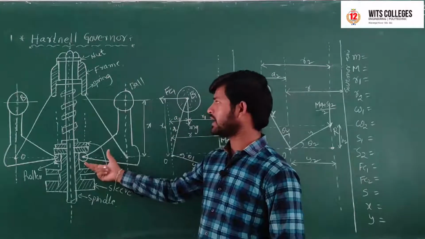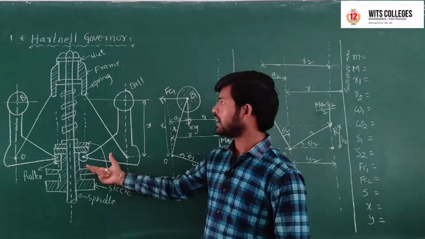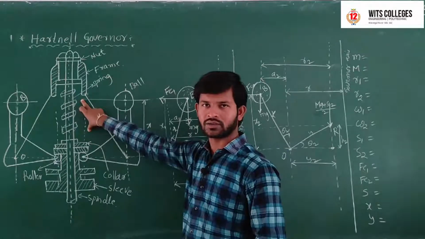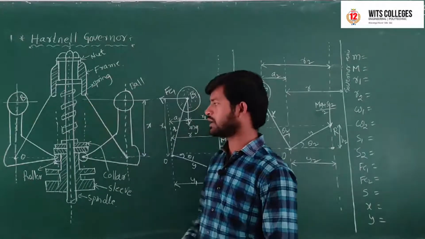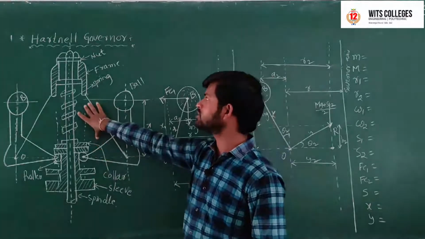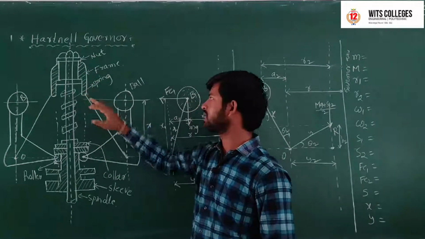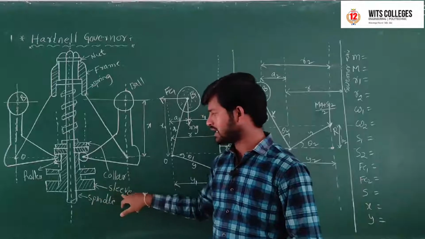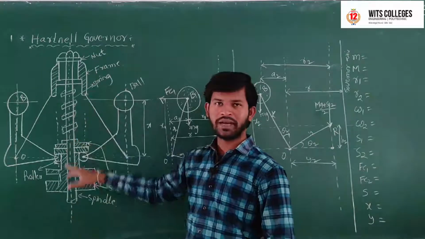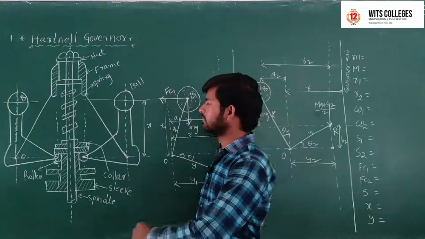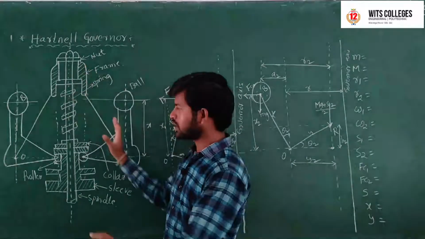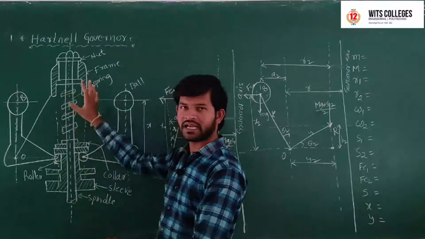This is the diagram of the Hartnell governor. It is a spring loaded governor. It is the combination of nut, frame, springs and balls. This is the collar, this is the sleeve and this is the total spindle. The total Hartnell governor is based on the spindle.